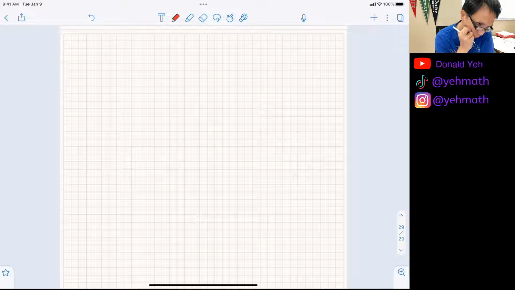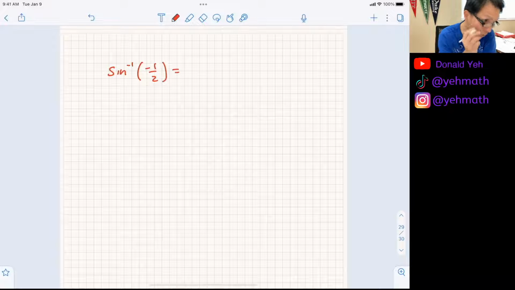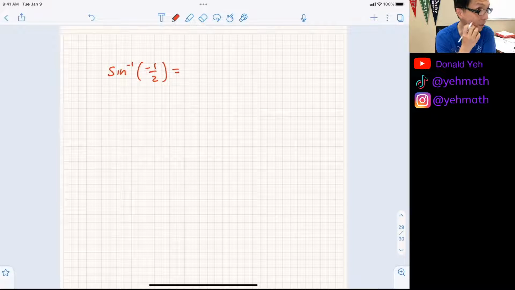One thing I want to tell you is this. This is a question that always screws up students. So there's a fundamental difference here. Let's just say sine inverse of negative half. Let's see how many of you can give me the right answer. Raise your hand if you think you have the answer. Yes, Daniel. 11 pi over 6 and 7 pi over 6.